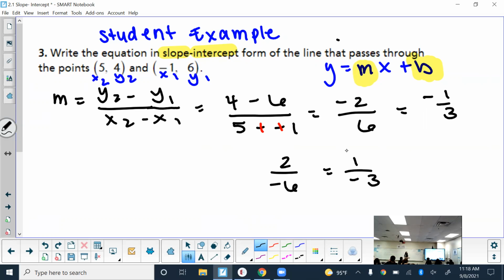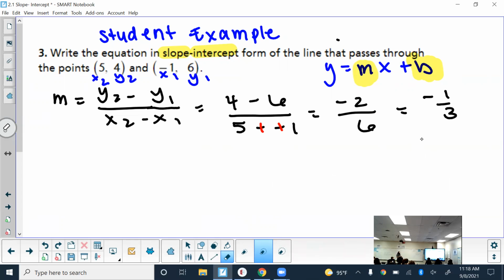But what did I tell you to get in the habit of doing for the negative sign? Just move it to the numerator. The placement really doesn't matter in the grand scheme of things, but it'll help you when you're graphing. That way you remember to go down one instead of up one. Make sense? Any questions? All right, so we have negative 1/3 for the m.